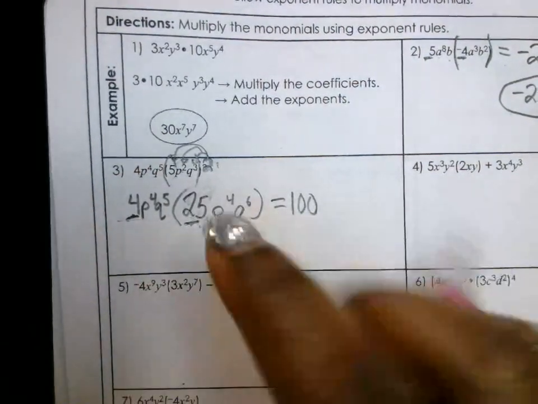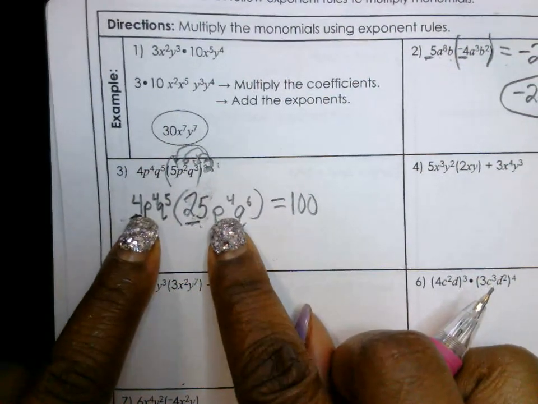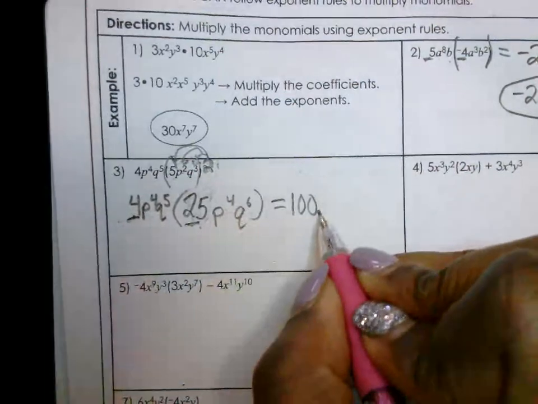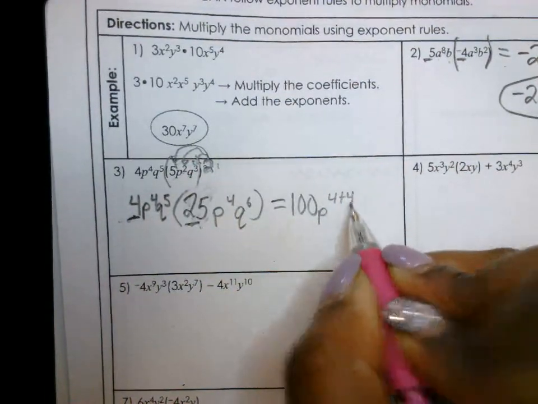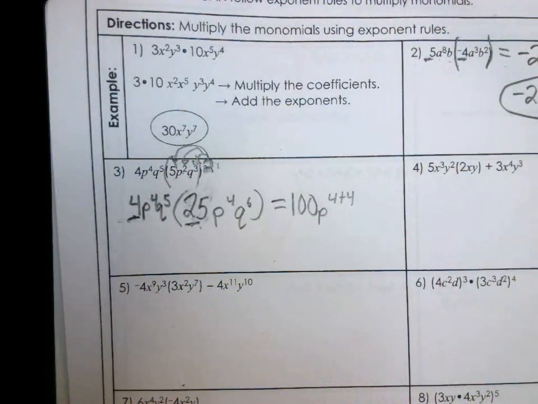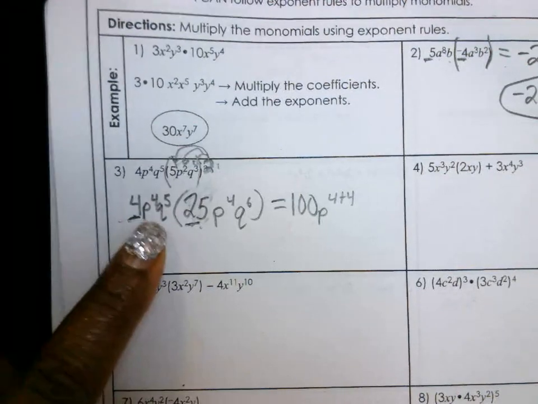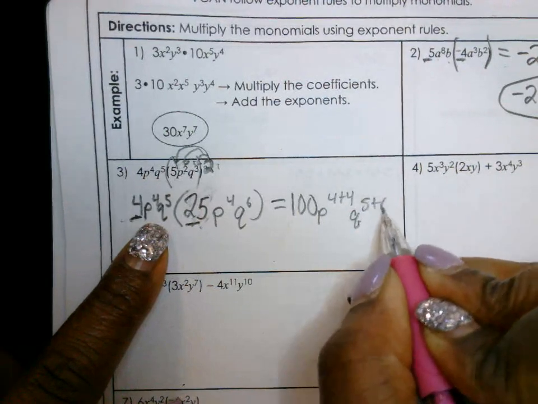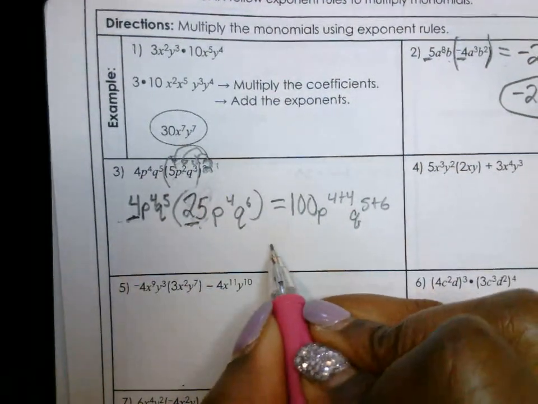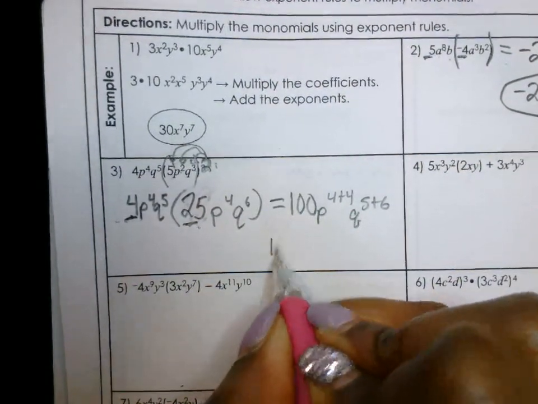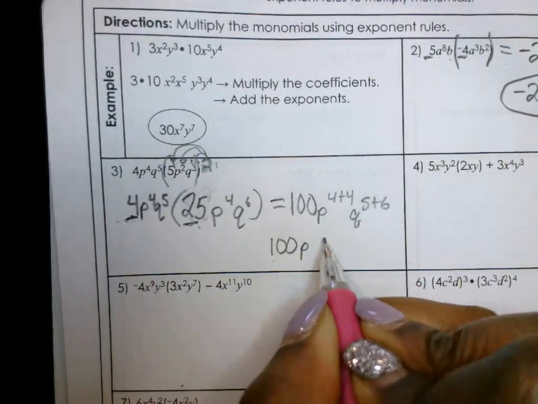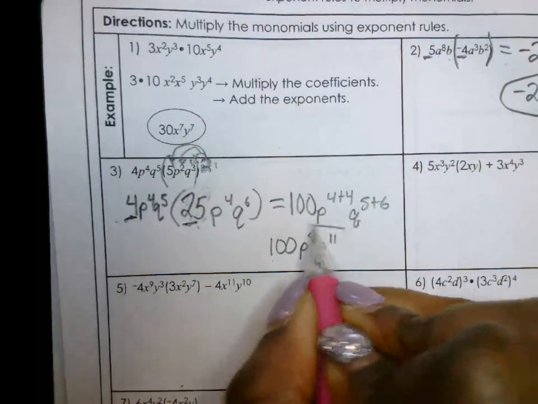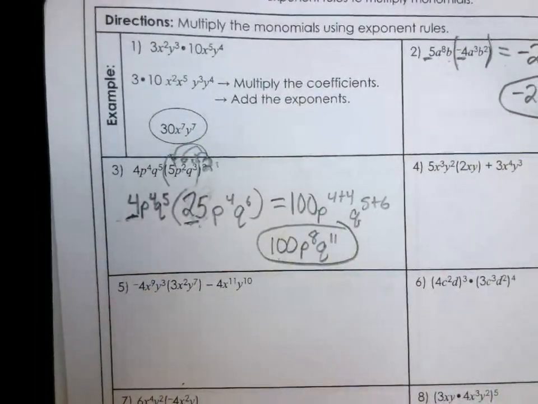So now we got P and P here and P here. When you multiply P to the fourth, this P is being multiplied 4 times here and 4 times here. So we got 4 plus 4. Very good. Then we have Q to the fifth times Q to the sixth. So that's 5 plus 6. So what's my final answer? 100 P to the 8th Q to the 11th. Any questions?